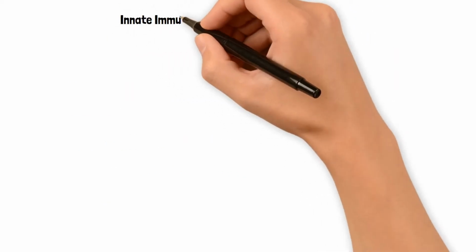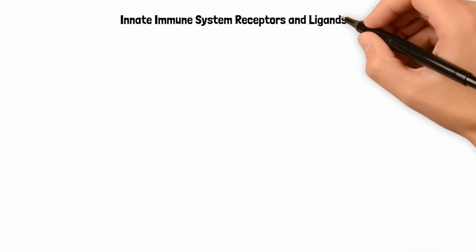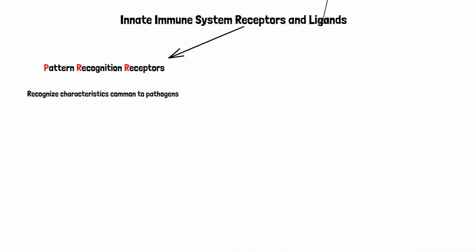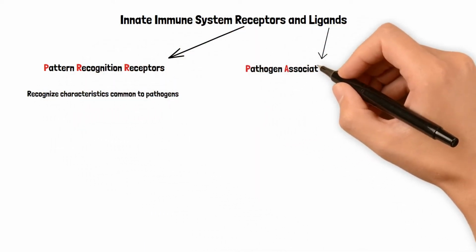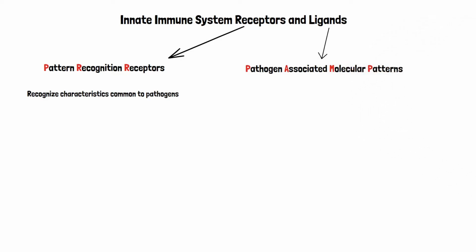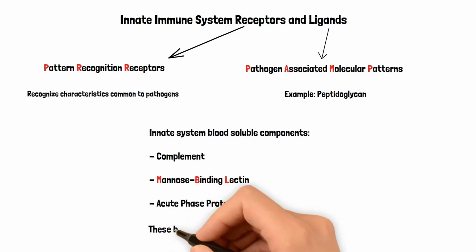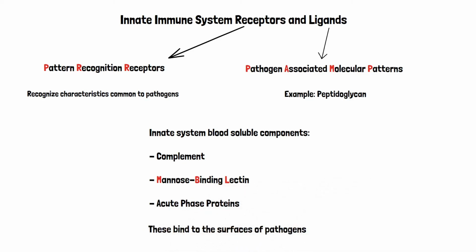The innate system has a limited number of receptors called pattern recognition receptors, or PRRs, that are common to pathogens. These common ligands are the pathogen-associated molecular patterns, or PAMPs. One example of a PAMP is the peptidoglycan molecule in the bacterial cell wall. For the innate system, the soluble compounds found in the plasma are complement, mannose-binding lectin, and something called acute phase proteins. These will bind to the surfaces of the pathogen.